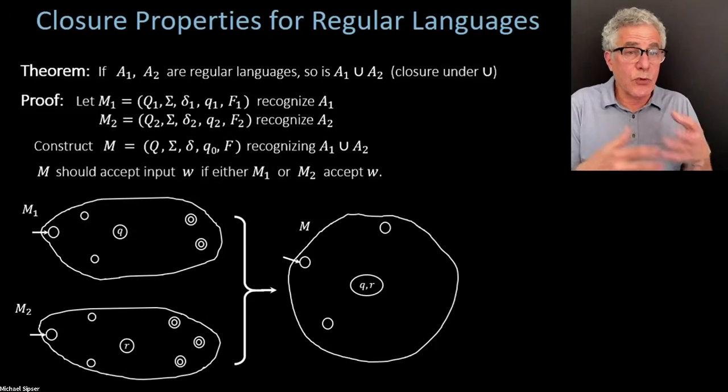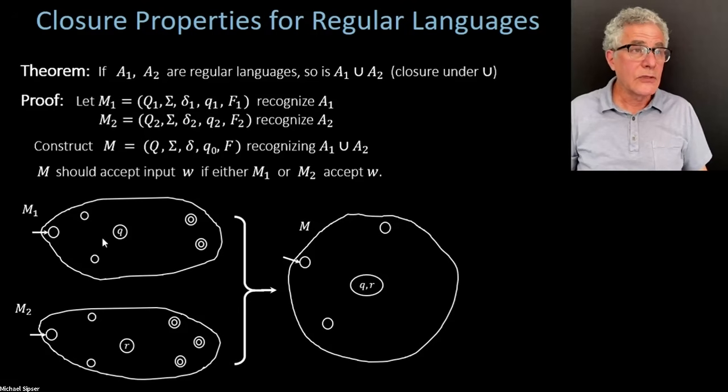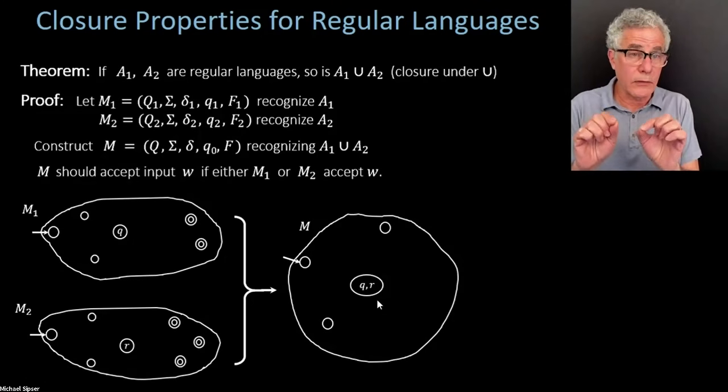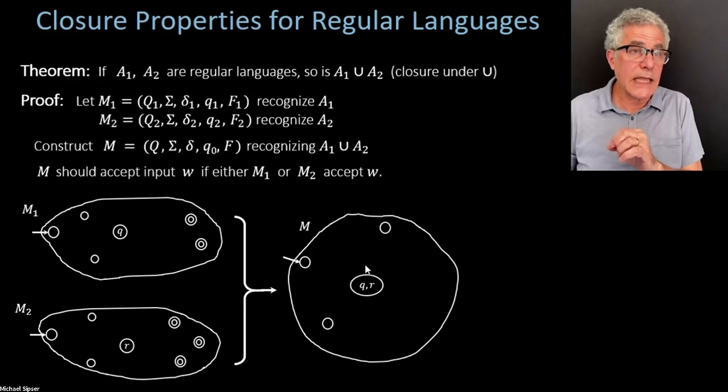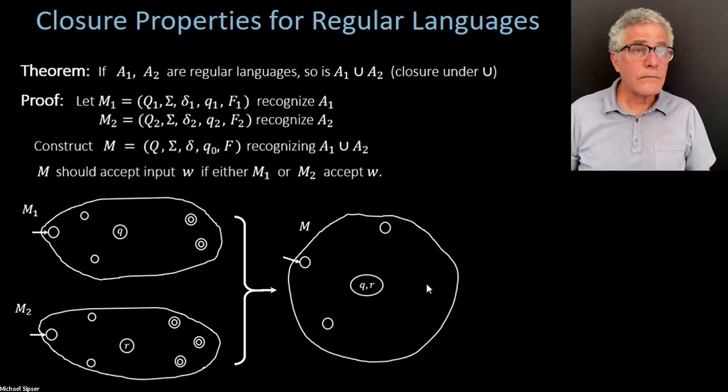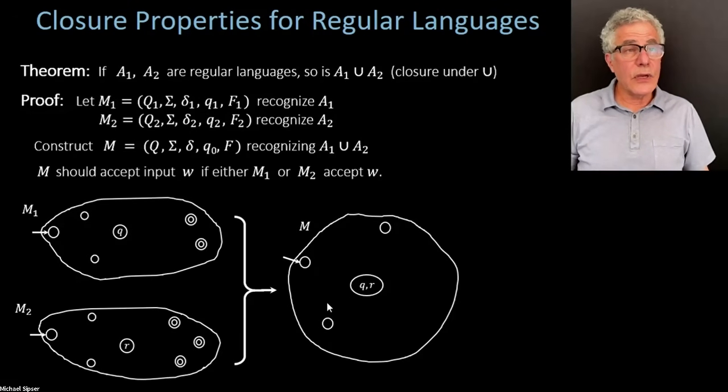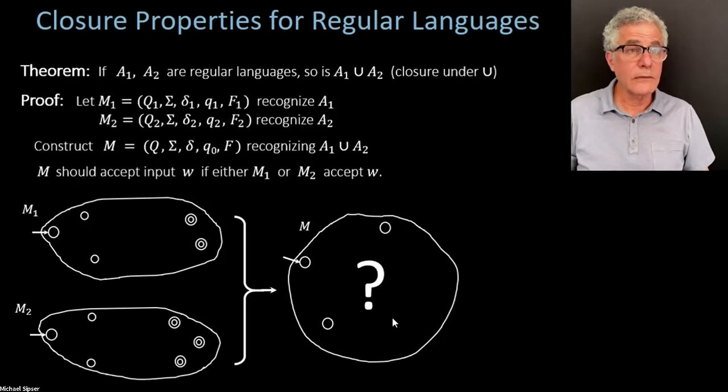And so that really corresponds to a pair of states to remember, one from M1 and one from M2. And that's why I've indicated it like that. So M1 is in state Q, M2 is in state R at some given point in time. And that's going to correspond to M being in the pair Q comma R. That's just a label of this particular state of M. Okay? And then M is going to accept if either M1 or M2 is in an accepting state. So if either Q or R is an accepting state, we're going to make this into an accepting state too. Okay?